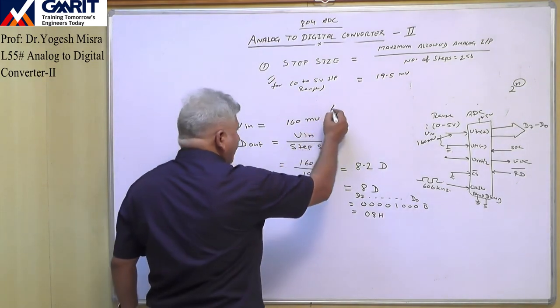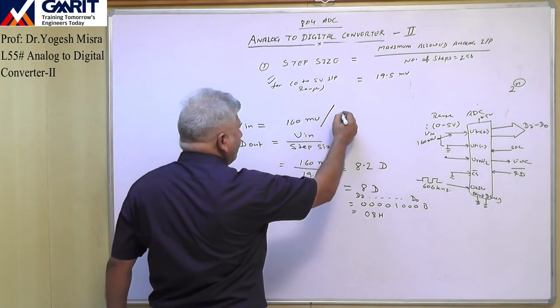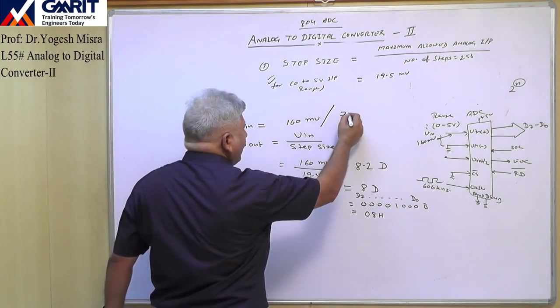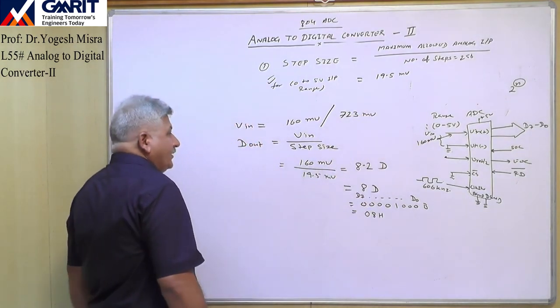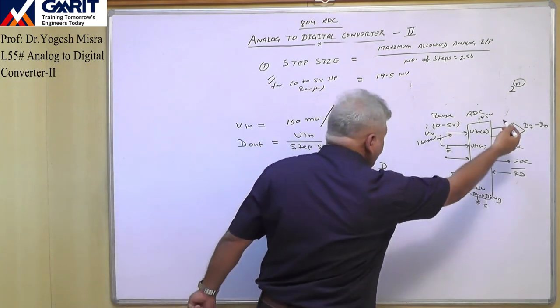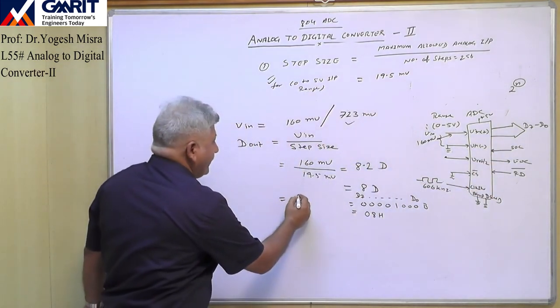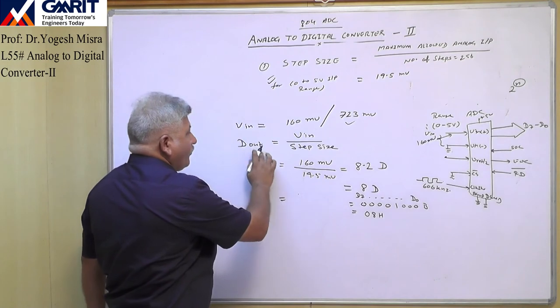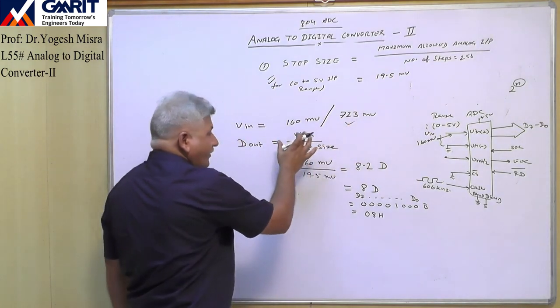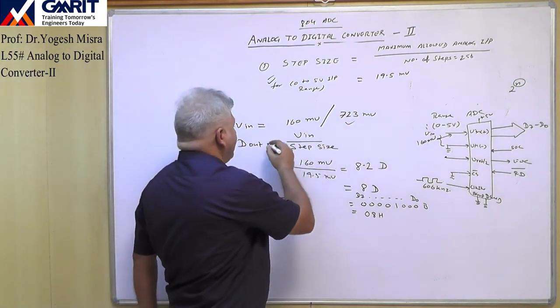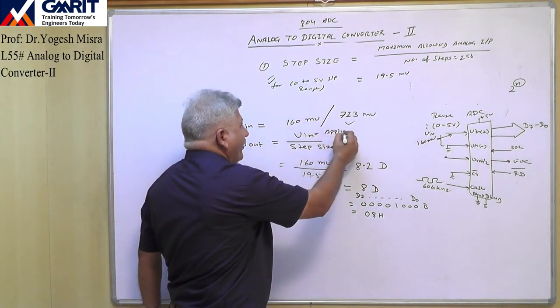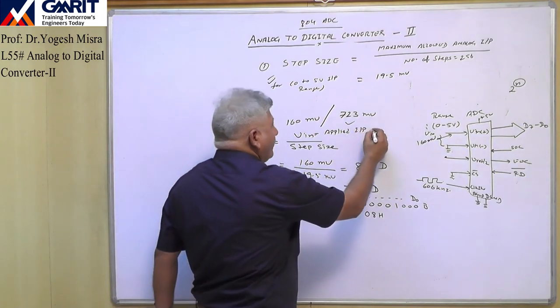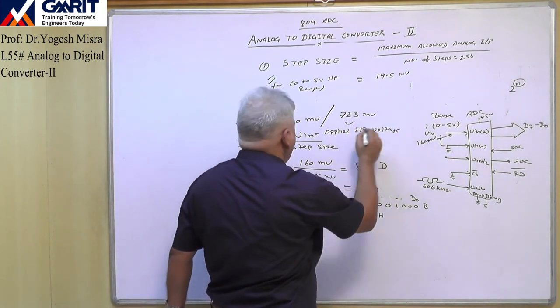Or we will take another example. If the analog input is, suppose, 723 millivolt, then under this condition what should be the digital output? So simply, here the digital output will be given by the applied input voltage divided by step size.